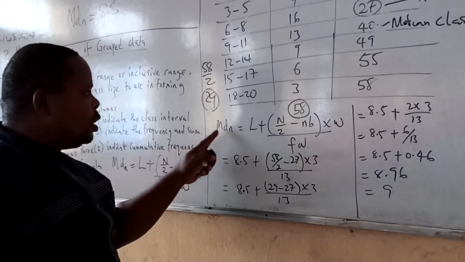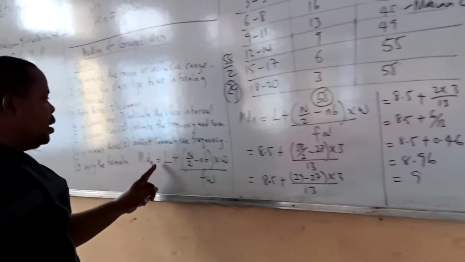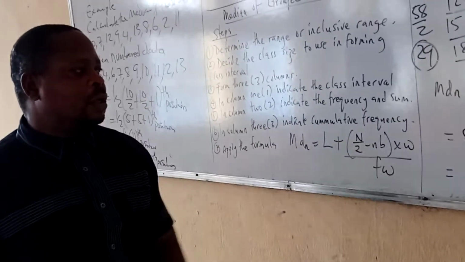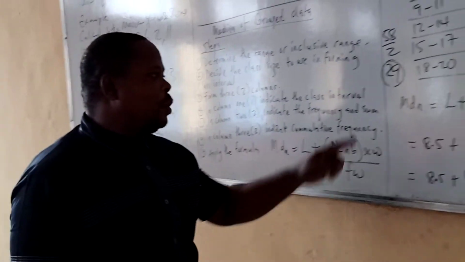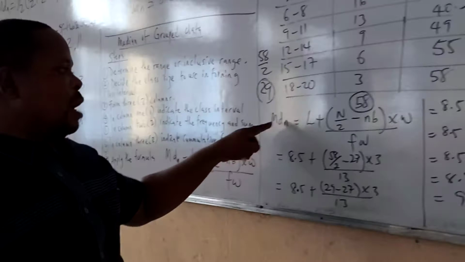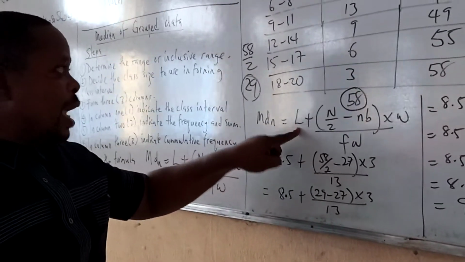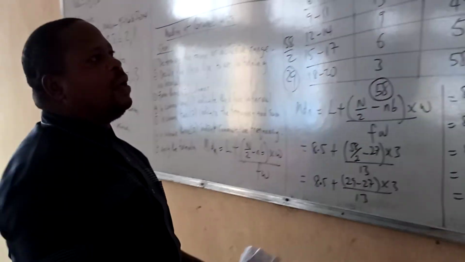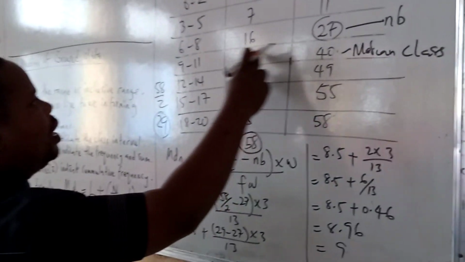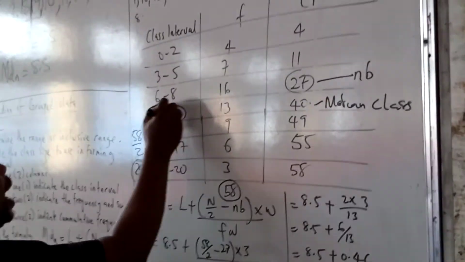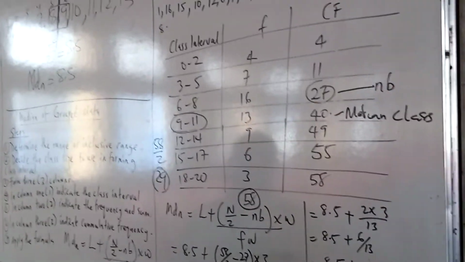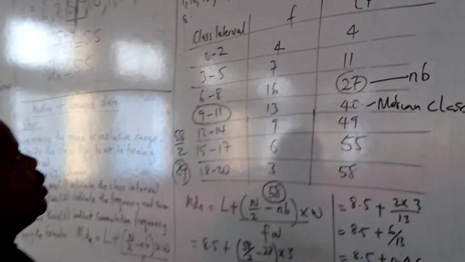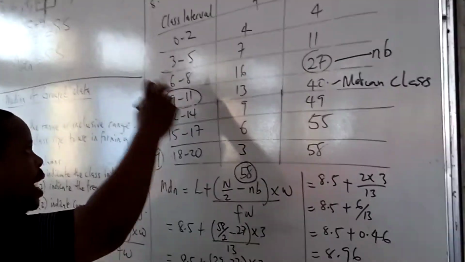Now, look at the formula again. Median is equal to L plus N over 2 minus NB, times W, all over FW. This MDN stands for median. L stands for the lower limit of the median class. Look at the median class here. 9 to 11 is the median class. So this class interval is our median class.